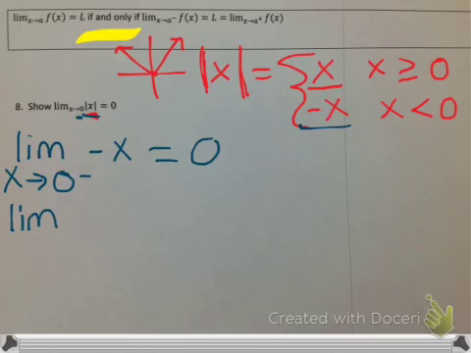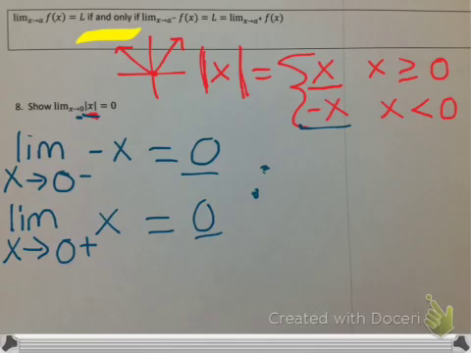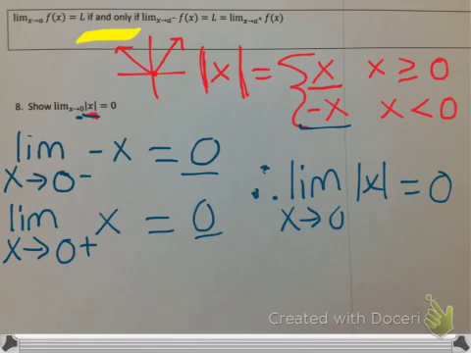The limit as x approaches 0 from the right. From the right, the function is just x, and again, the answer to this is 0. So since these two are the same, therefore, which we can write with three dots in a triangle, the limit as x approaches 0 of the absolute value of x equals 0, because I showed that the left side equals the right side.